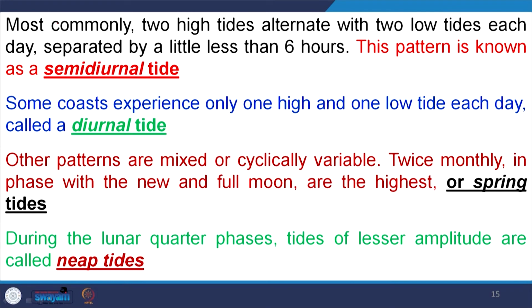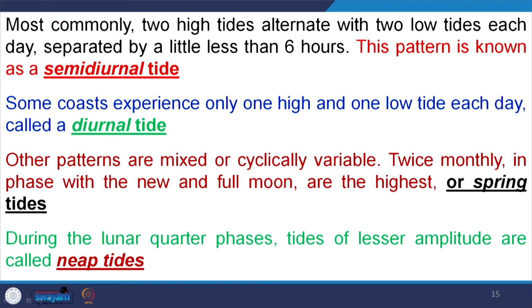Most commonly, two high tides alternate with two low tides each day, separated by a little less than 6 hours. This pattern is known as semi-diurnal tide, and some coasts experience only one high tide and one low tide each day, which is called diurnal tide. Other patterns are mixed or cyclic variable. Twice monthly, in phase with the new and full moon, are the highest tides, called spring tides.